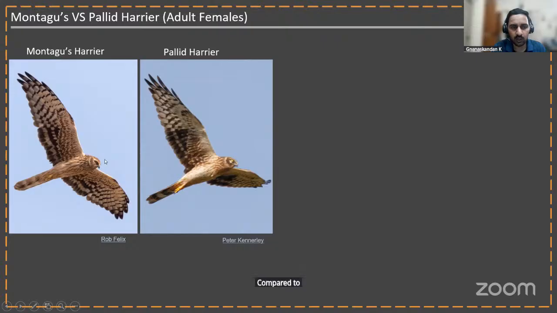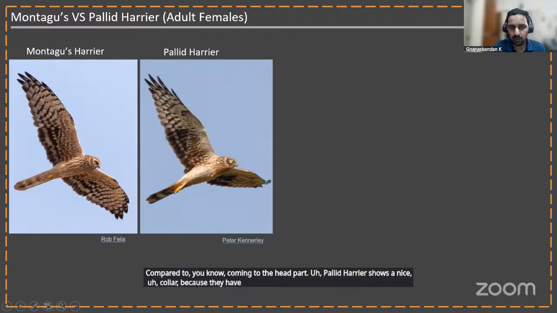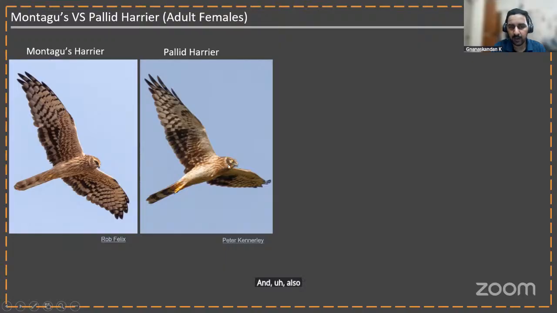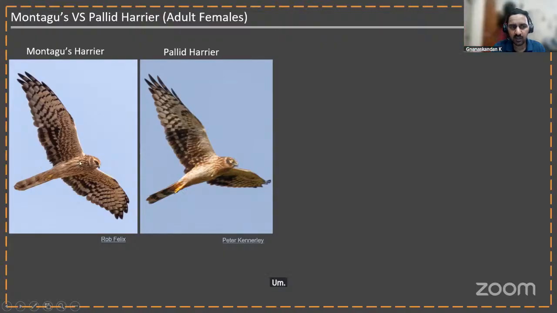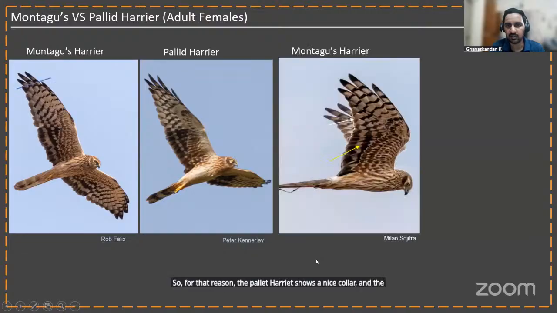Coming to the head part, the Pallid Harrier shows a nice collar because they have this very strong neck boa, and also this ear covert patch connects to the neck, connects to the beak and also to the eyes. Whereas in the Montagu's, it just hangs around and never connects to the eyes and the beak. For that reason, the Pallid Harrier shows a nice collar and the broad ear coverts.